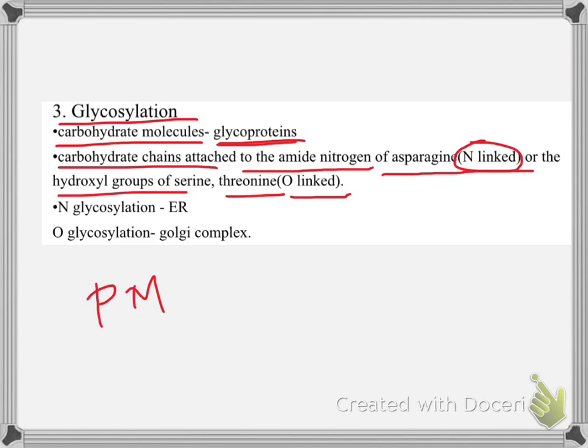The ones attached to serine or threonine are known as O-linked, and asparagine is known as N-linked. N-linked glycosylation occurs in the endoplasmic reticulum and O-linked glycosylation occurs in the Golgi complex.